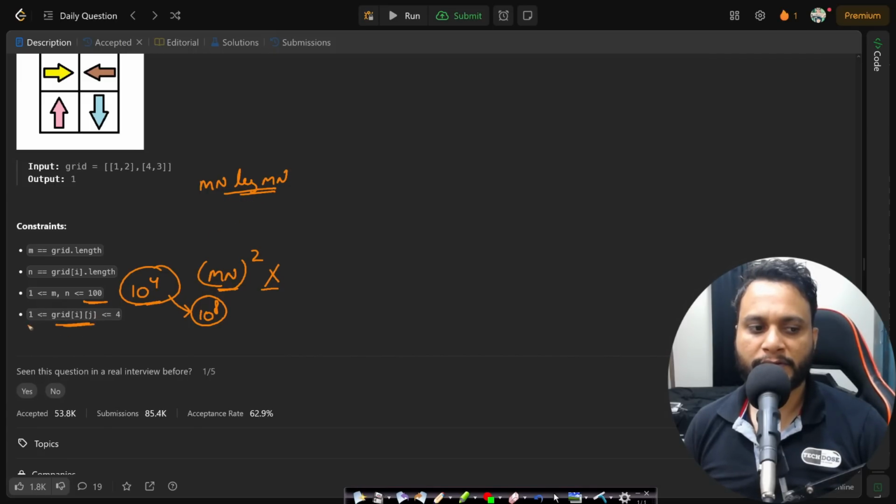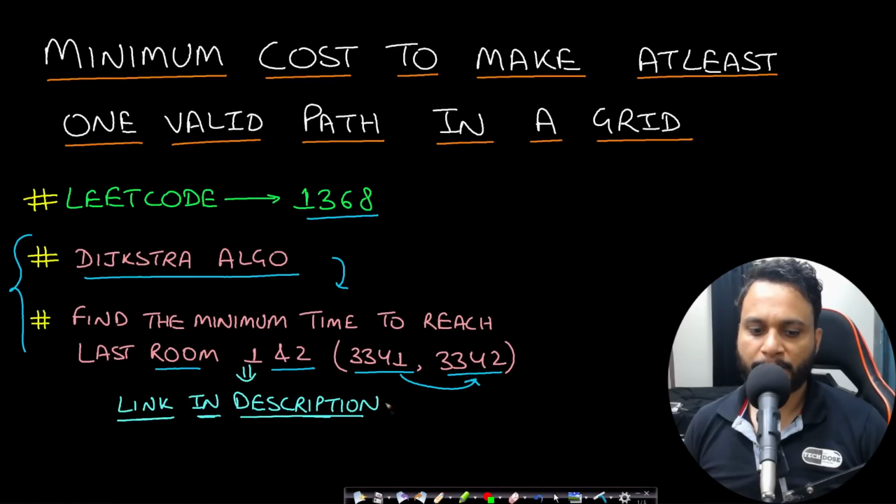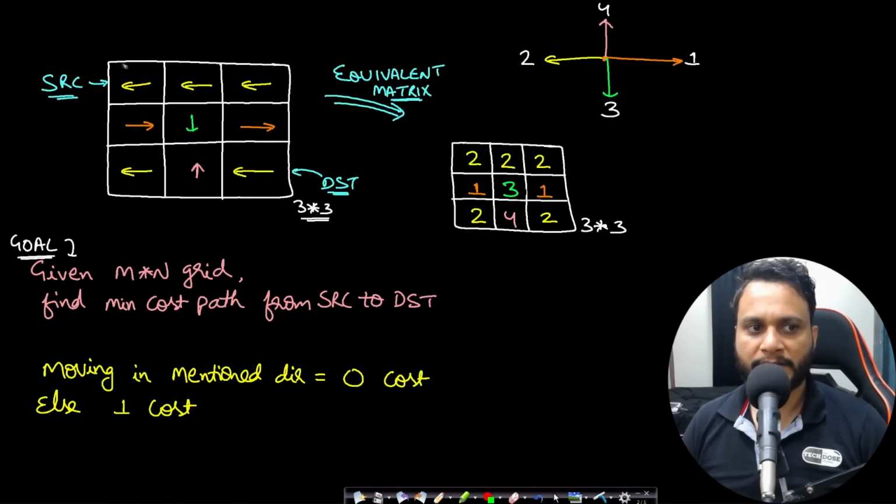In the grid values, you will get the direction from 1 to 4 mentioned as right, left, down and up, right? 1, 2, 3 and 4. So let's now look at an example for better understanding. In this case, we are given the direction matrix, and all the directions are given.